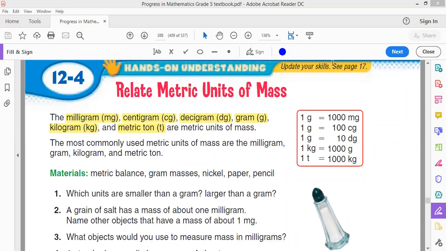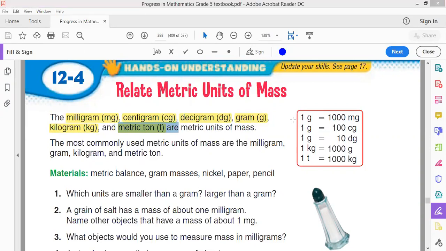We measure mass in different units. Here are some units given to us. The first one is the milligram, we write it as mg, then centigram, cg, decigram, dg, then gram, then kilogram, and then metric ton, denoted with T. These are the metric units of mass.